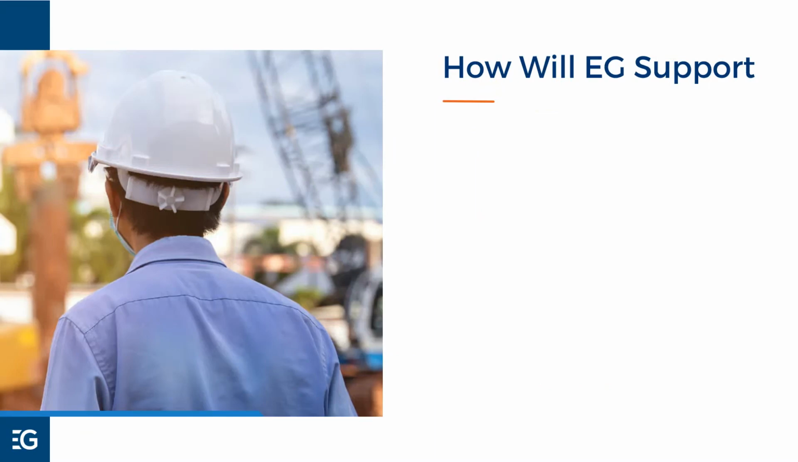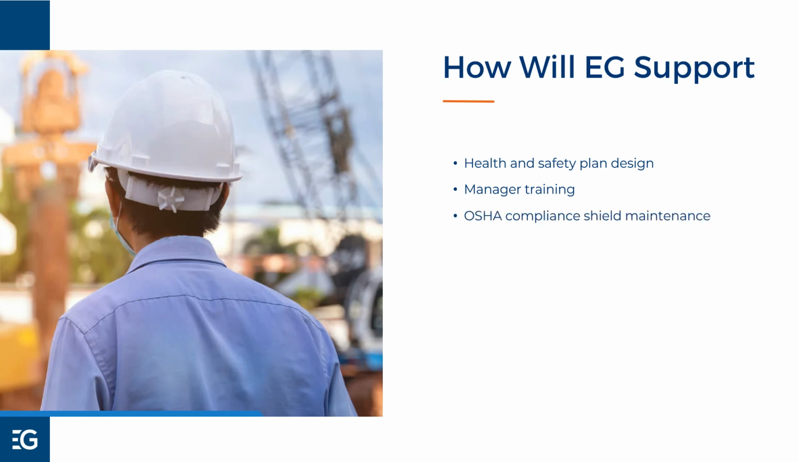Let's review how Employers Guardian supports our safety officers. Health and safety plan design. We built or are building your company's written safety plan to identify and address all hazards in the workplace. Manager training. We will be providing training to the safety officer, managers, and others with responsibilities related to the safety program implementation. OSHA compliance shield maintenance. We will audit your program annually to ensure it's functioning at a high level. This means evaluating your safety inspection records, training completion rates, and written programs for improvement opportunities or compliance updates.